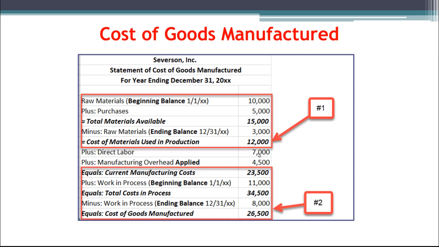Plus we add in the direct labor, that's the second current cost, and the manufacturing overhead applied, that's the 3rd current cost. When we sum those 3 together, we get current manufacturing costs, which is where we start the 2nd instance of our calculation. Current manufacturing costs plus the work in process beginning balance, that gives us the total costs in process. Subtract out the work in process that we have not finished, the ending balance, and now we have the cost of goods manufactured that we're looking for.